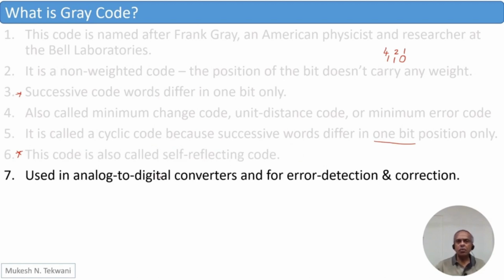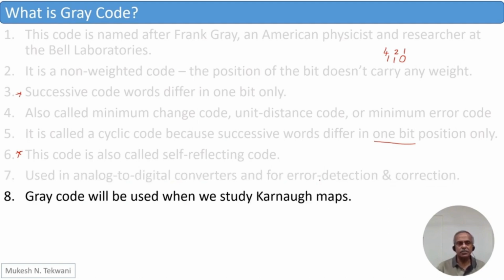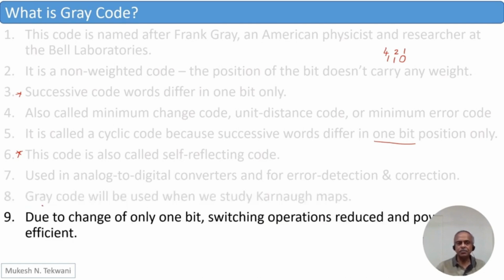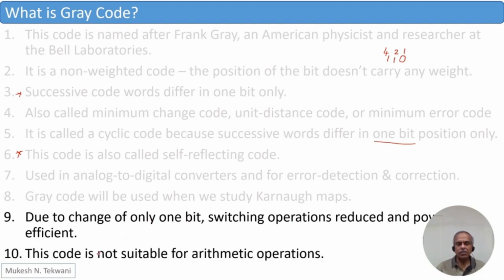Where will this code be used? This code is useful in A to D converters, or analog to digital converters, and it is also used for error detection and correction in transmission of digital signals. And of course, we'll be studying Karnaugh maps in one of the sections, and at that time we will see that Gray code is extremely useful. Since there's a change of only one bit, the switching operations are reduced and it becomes a power efficient code.